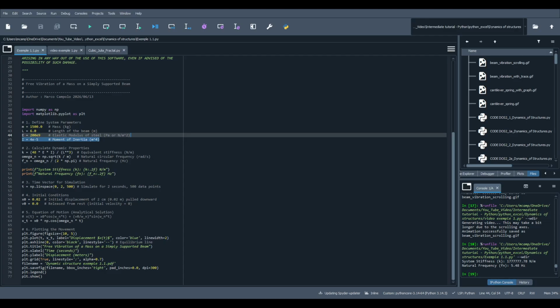We can see now the equation, so you can see here the Python code with the values defining the system parameters we defined before, the calculation of the equivalent stiffness kappa, and omega n, the natural circular frequency, and fn, the natural frequency, is calculated in this way.